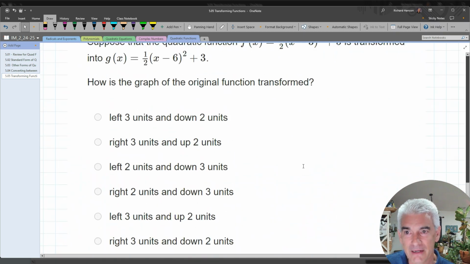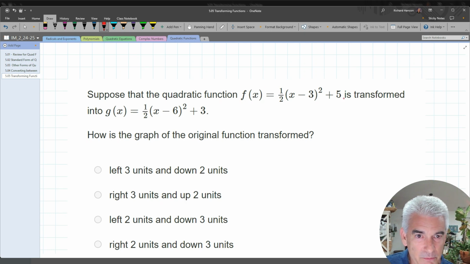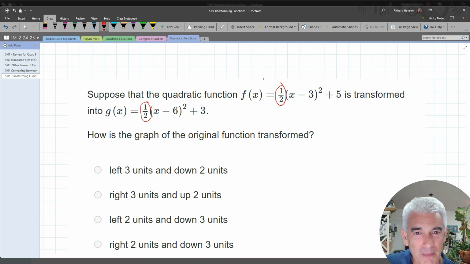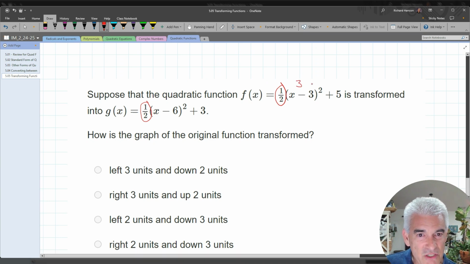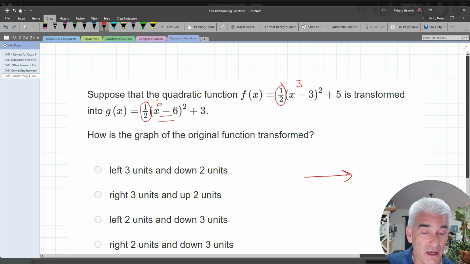So here we have, suppose a quadratic function, 1/2 (x minus 3) squared plus 5, is transformed to this. Notice they have the same stretch factor, so this is going to be a rigid transformation. It's not actually changing the steepness. Before I used to plug in x equals 3 to get 0 here. Now I need to plug in x equals 6 to get a 0 here. So I used to plug in 3, now I plug in 6.